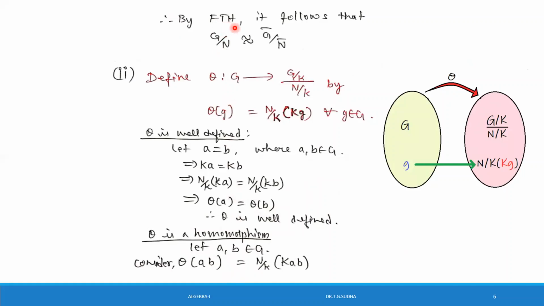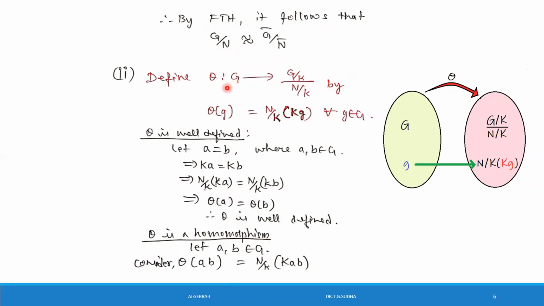Therefore, by FTH, that is the fundamental theorem of homomorphism, it follows that G by kernel of psi, that is n, is isomorphic to G bar by n bar. So this proves the first part of the theorem. Next, let us prove that G by n is isomorphic to G by k by n by k.